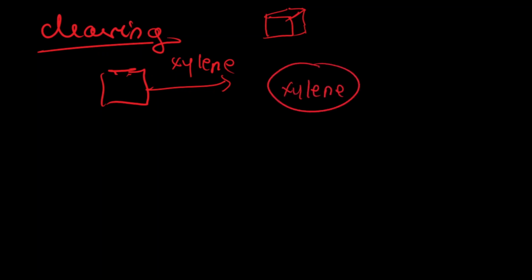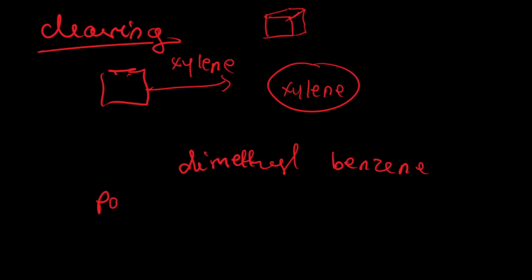Now, xylene is dimethylbenzene. Okay, xylene is dimethylbenzene, but dimethylbenzene has 3 isomers. So we have paraxylene, we have metaxylene, and we also have orthoxylene.